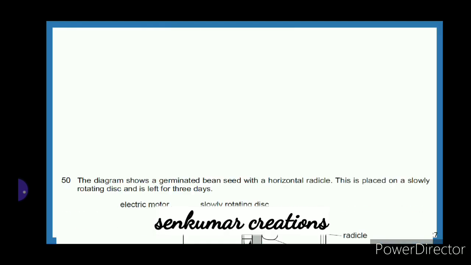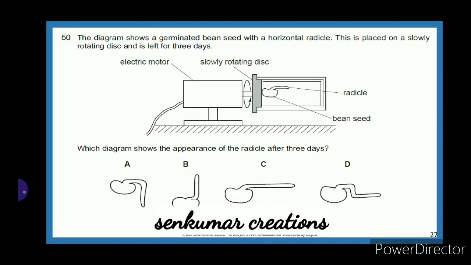Let's see the last question. The diagram shows a germinated bean seed with a horizontal radicle. This is placed on a slowly rotating disc and is left for 3 days. Which diagram shows the appearance of the radicle after 3 days? Okay, an electric motor is given here and a slowly rotating disc is there. So how will the radicle of the bean seed change direction after 3 days? You can see C only. Okay, it moves towards like that.